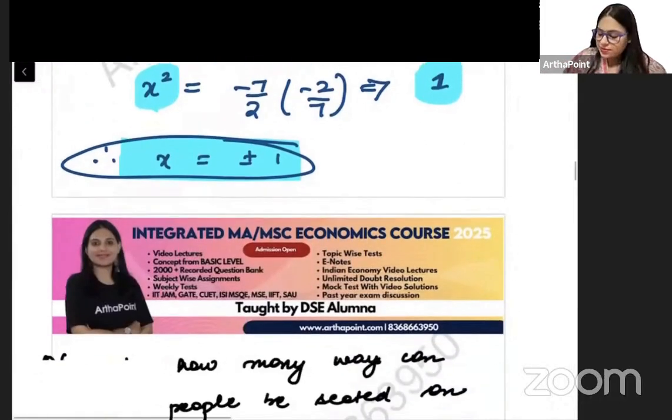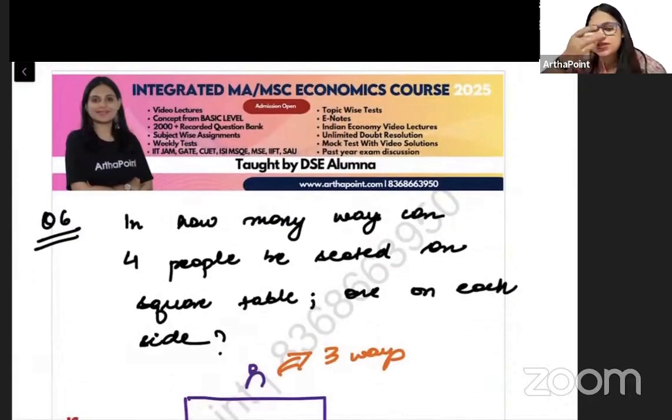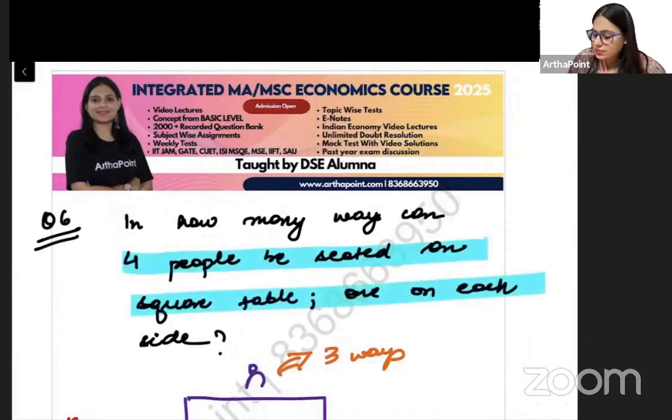Right? Okay, beta. Come to the next question. So question number 6. Very interesting question. It says, in how many ways can 4 people be seated in a square table, 1 on each side? Now, try to understand this thing.